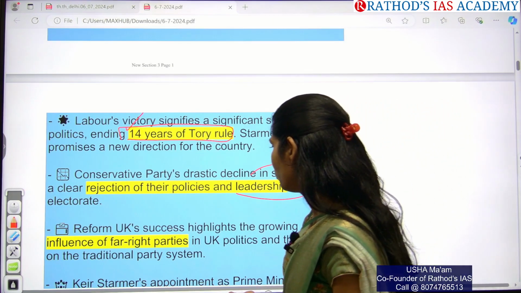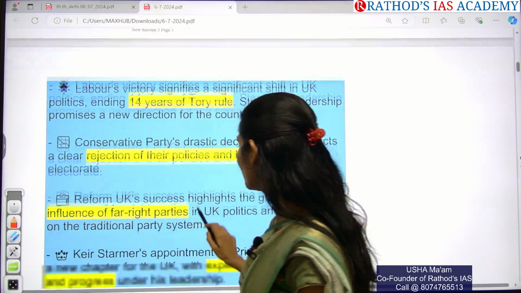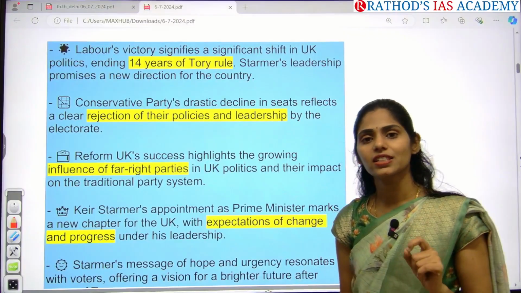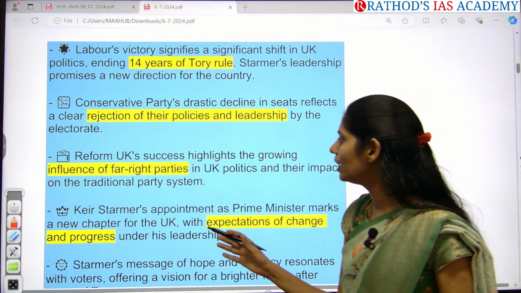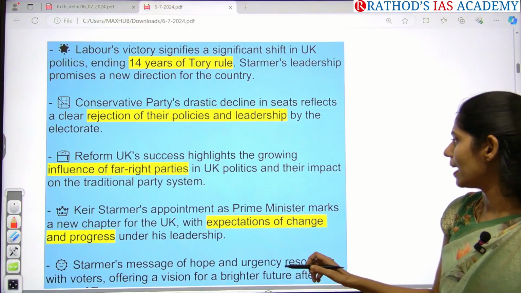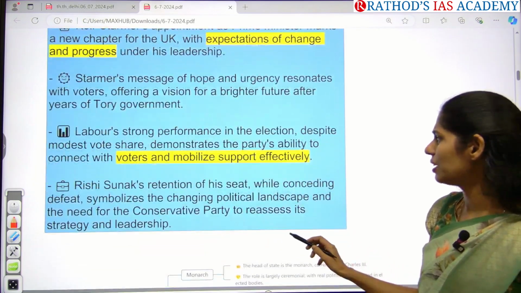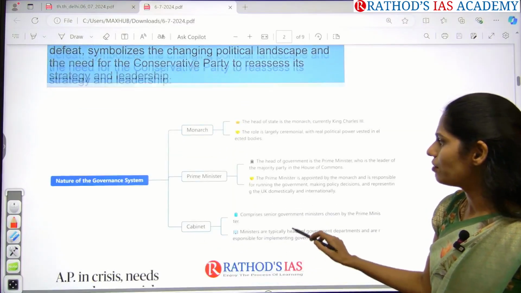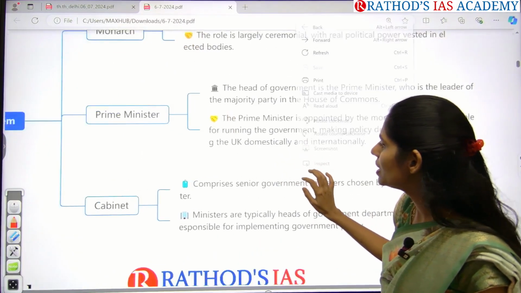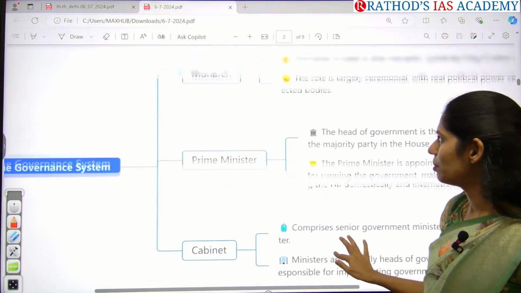And you have to see that the reforms' success in the UK highlights the influence of far-right parties, nothing more than that. And you have to focus on the nature of the governance system in the UK. So this will be very important.